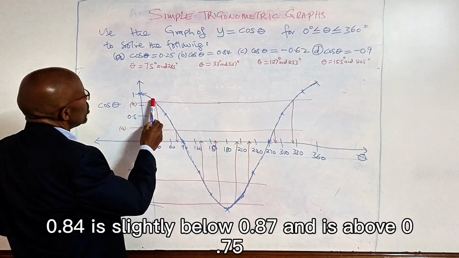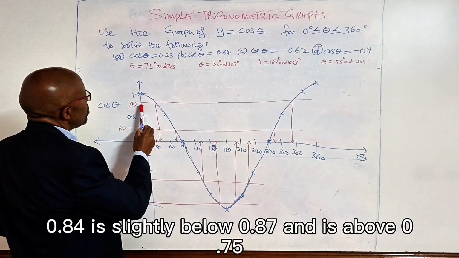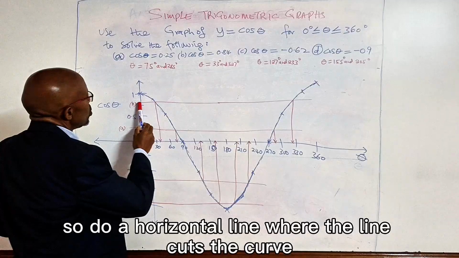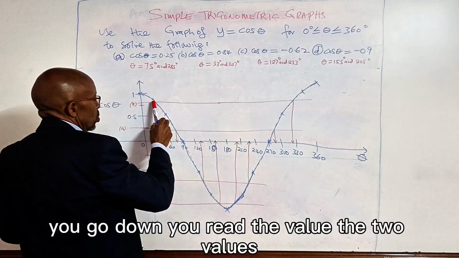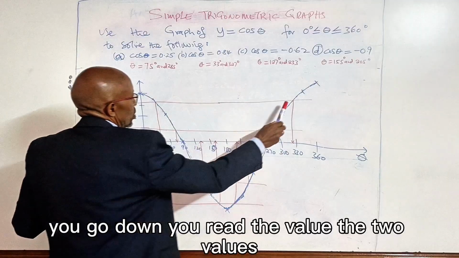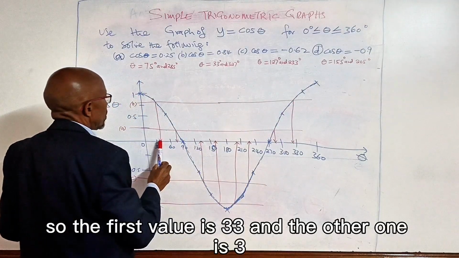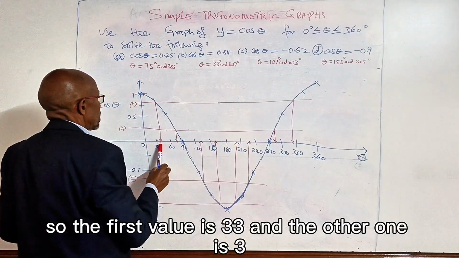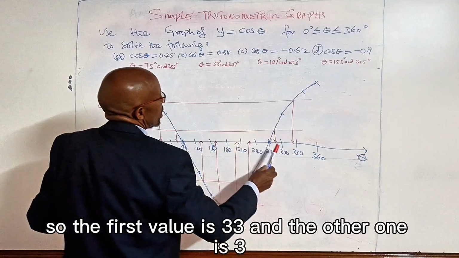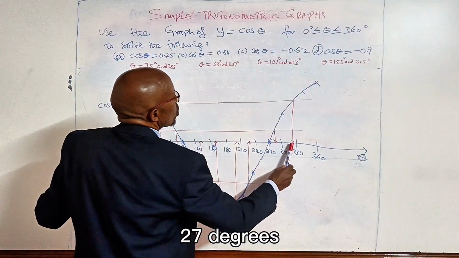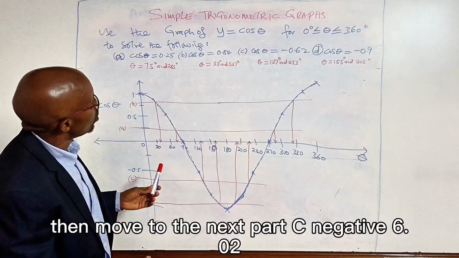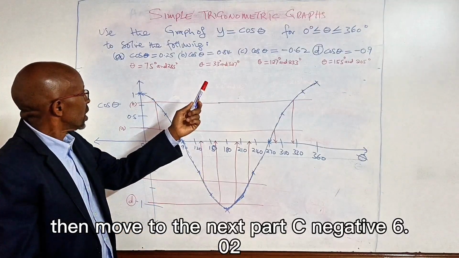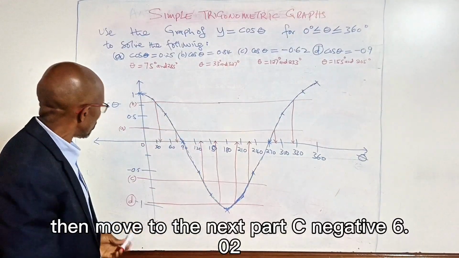0.84 is slightly below 0.87 and is above 0.75. So you draw a horizontal line. Where the line cuts the curve, you go down, you read the two values. So the first value is 33 and the other one is 327 degrees. Then move to the next part C, negative 0.62.